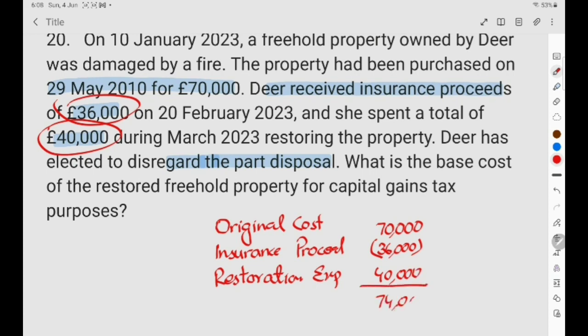So remember this point, if you have received insurance proceed for the damage of an asset, that would be reduced from the original cost, and if the restoration expenses are incurred, that would increase the base cost.